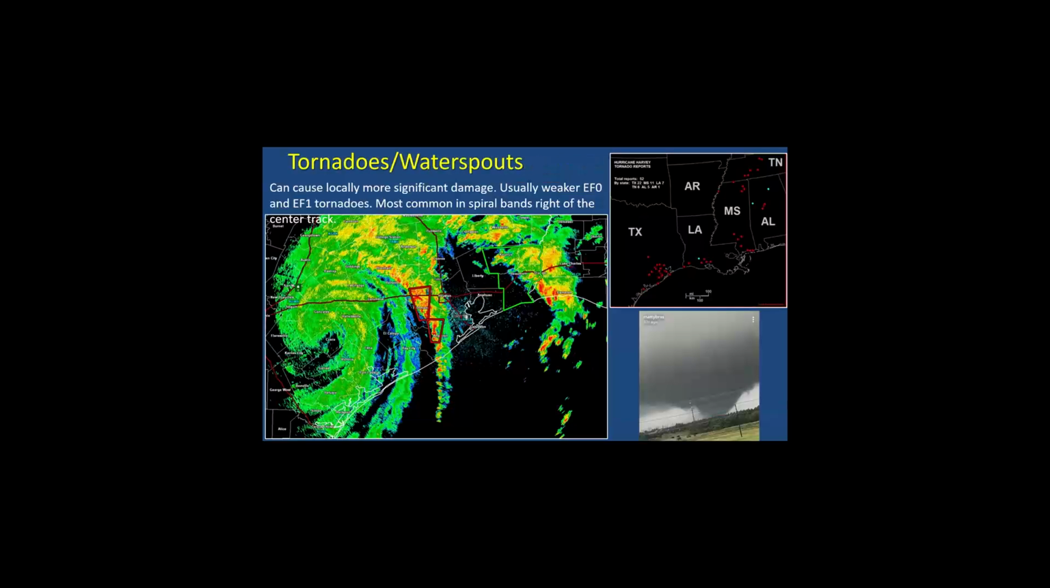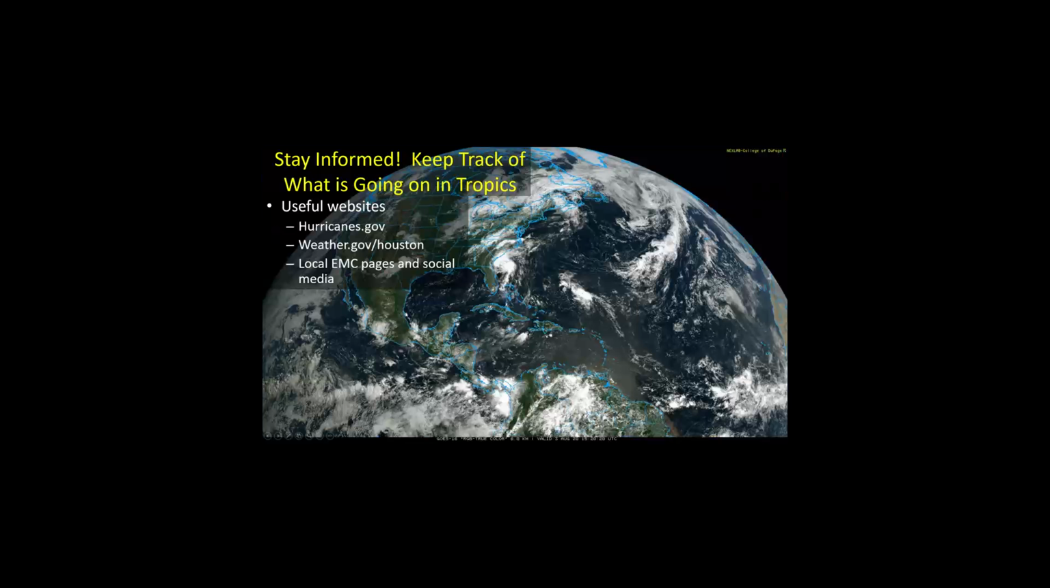Tornadoes and waterspouts, when they do occur, tend to form in the spiral bands on the right-hand side of the storm. So here's a good Harvey example, a band of thunderstorms along this spiral band and a couple of tornado warnings already issued.